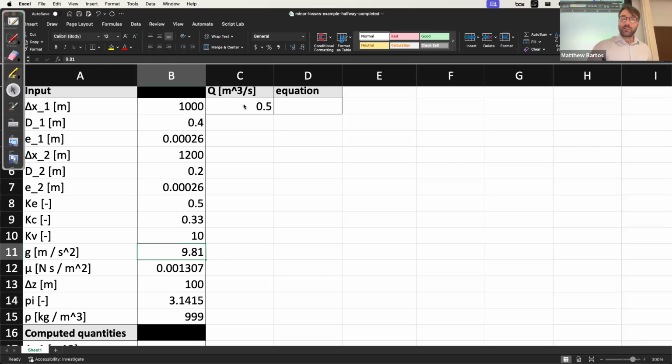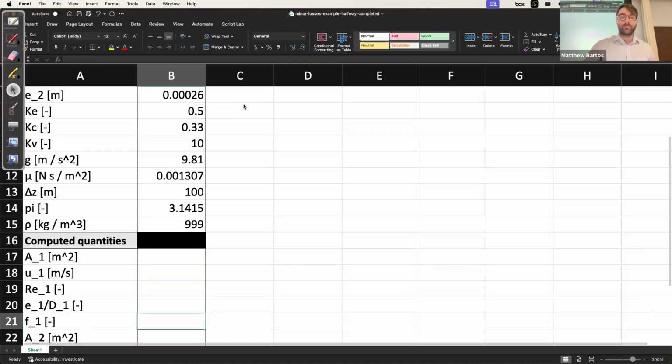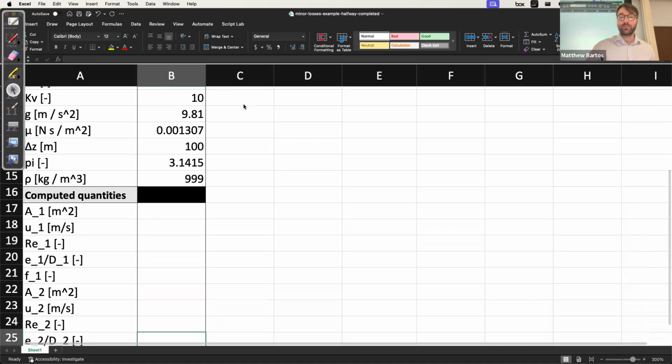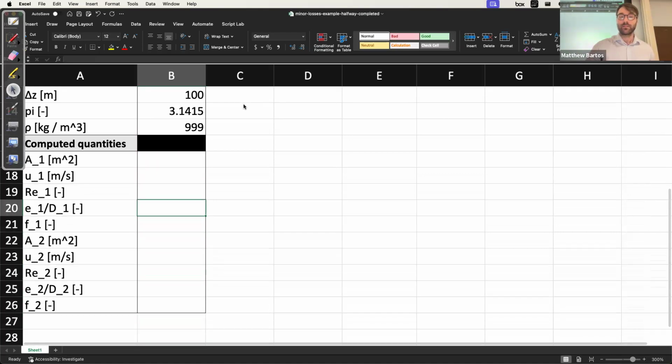So I've specified an initial guess for that contraction loss coefficient. We've also got our other known parameters: acceleration due to gravity, the dynamic viscosity, the measured elevation difference between the reservoir water level and the outlet, pi, and the density of water at our given temperature. Here I'm going to compute these quantities again in front of you so you can see exactly what I did to get the answer. This shouldn't take too long.